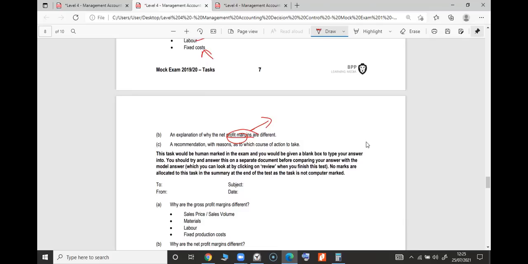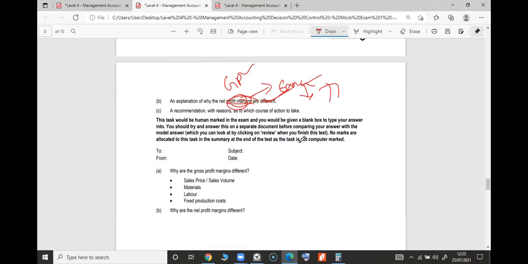Also, tell me, which 2 items affect your net profit? Expenses. Well done, thank you. I said gross profit, that's true, but also expenses. The lower the expenses, the higher the net profit. The higher the expenses, the lower the net profit. That's correct. Then recommend, with reasons, which course of action to take.